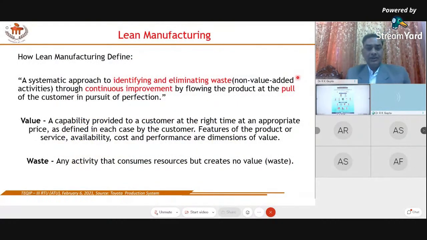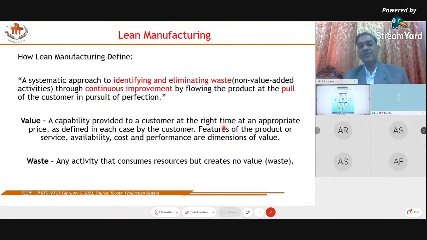Right. For this lean manufacturing, the conclusion of all this is a systematic approach. Systematic approach for what purpose? To identify the waste and then eliminate the waste. So all these wastes are non-value added activities. They are included in the traditional manufacturing, but in the lean manufacturing, whatever the non-value added activities we are removing, that is called the waste. This is in terms of the movement of the worker, or of the material, or of the machine. And through continuous improvement, while flowing the product at the pull of the customer, in pursuit of perfection towards the highest quality standard.